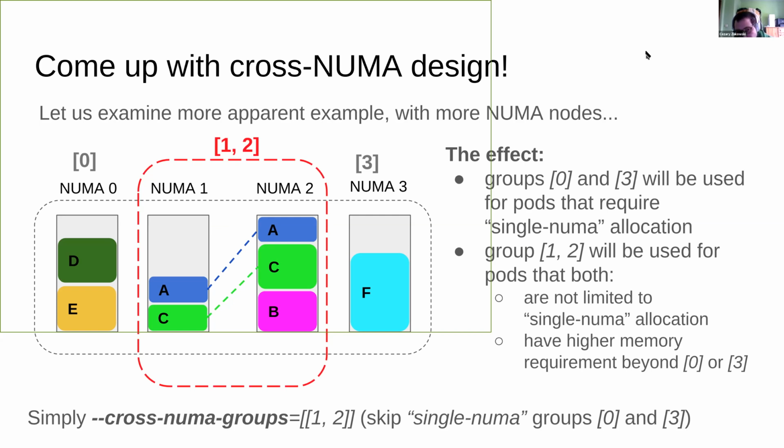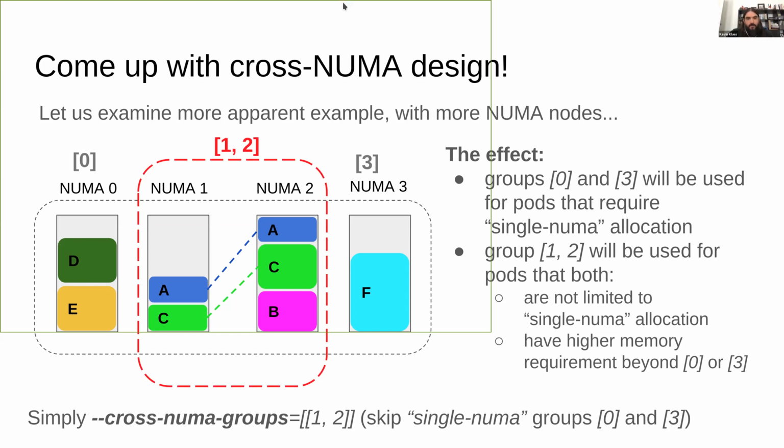So what will be the effect of such partitioning into single-NUMA groups and cross-NUMA groups? The effect is that groups 0 and 3 will be used for pods that require single NUMA allocation, and groups 1 and 2 will be used for pods that are not limited to single NUMA allocation and have higher memory requirements beyond single NUMA groups. I don't know if there are any questions on this slide, or is that clear?